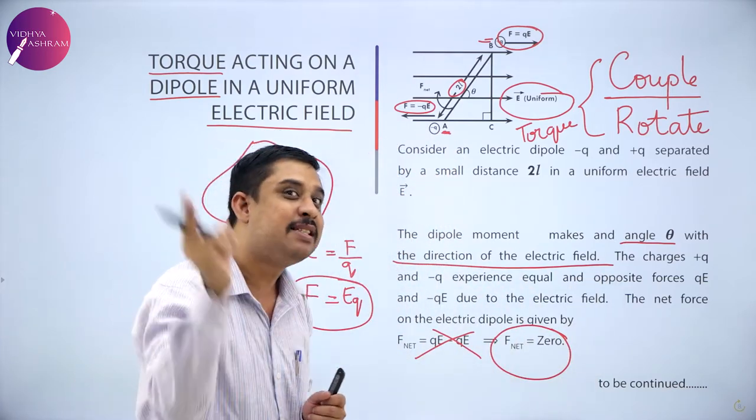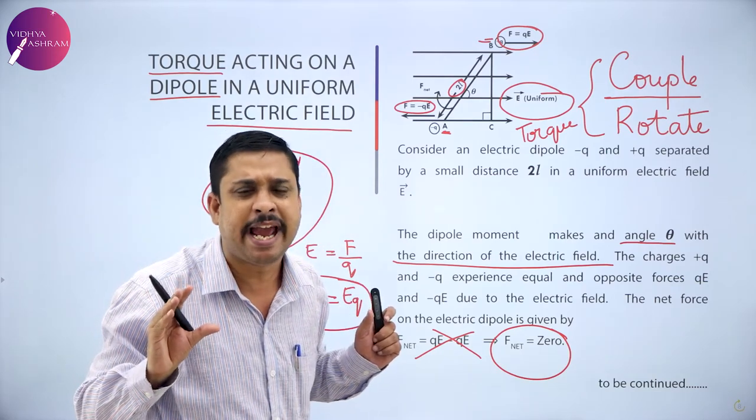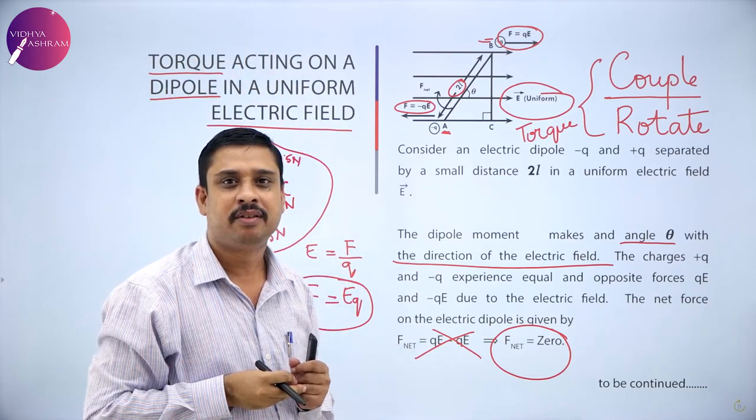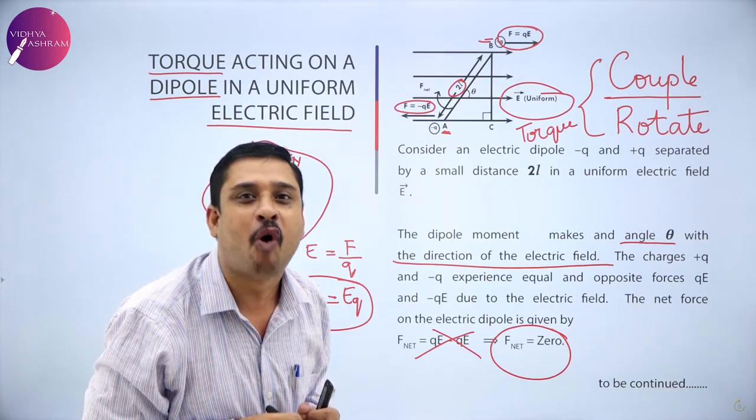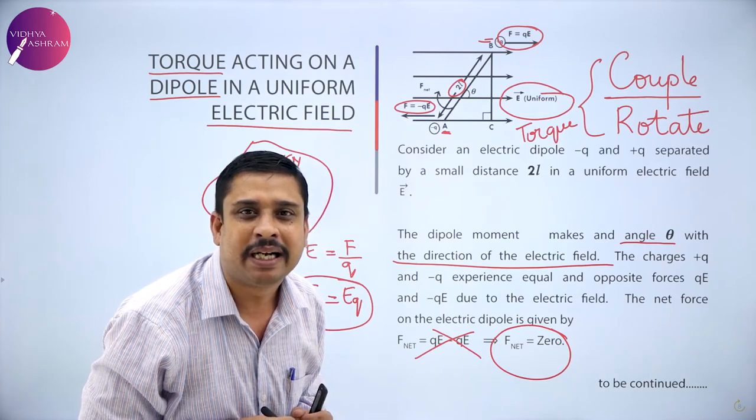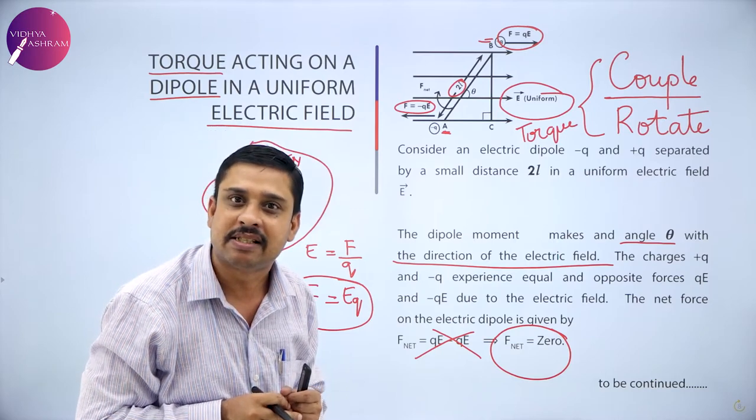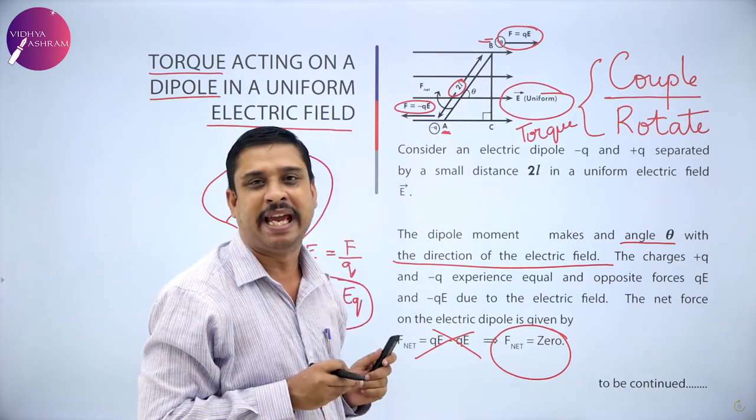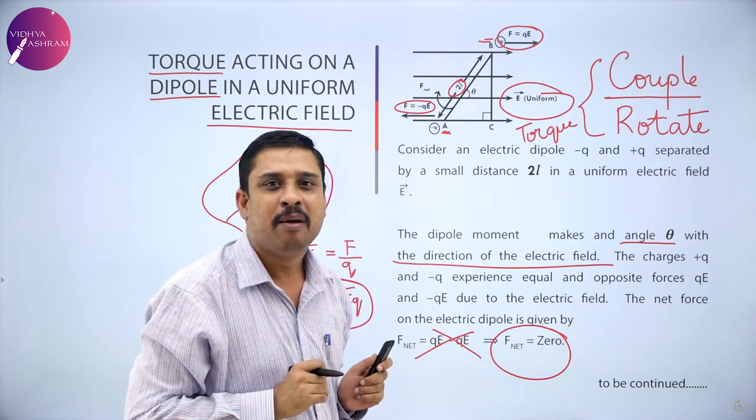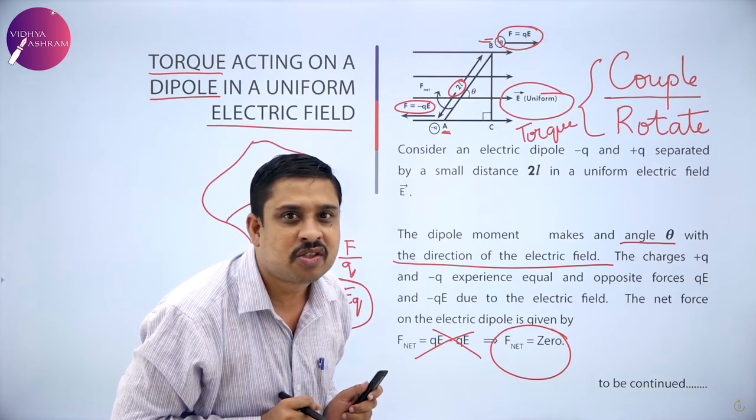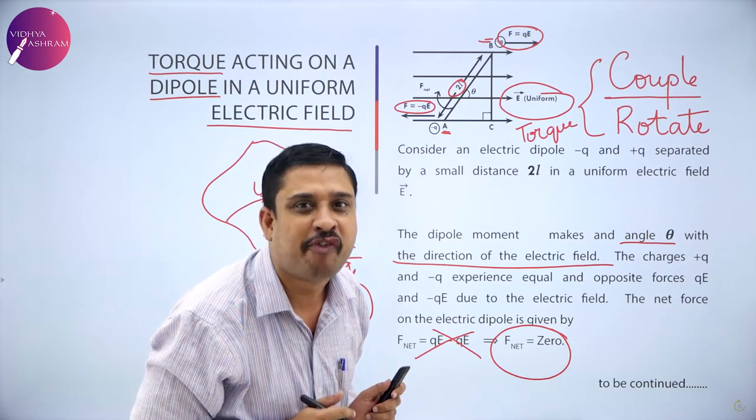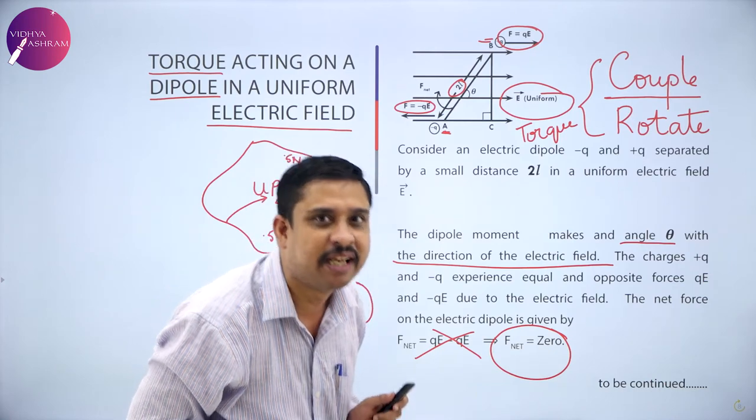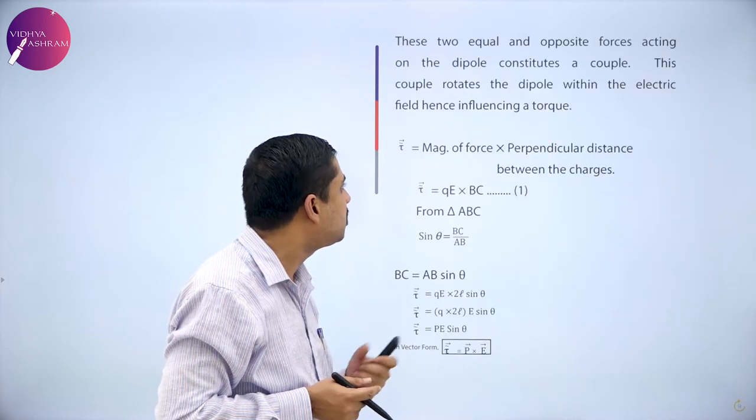So going the other way, from where is the electric dipole getting torque? It is basically due to the rotation. Who is rotating the dipole? It is the couple acting on the dipole. What is a couple? It is two forces of the same magnitude but acting in opposite directions. So please understand, one force is minus QE, the other force is plus QE. Same magnitude, but acting in opposite directions. What do they constitute? A couple. A couple influences rotation, and that rotation is what is called torque.